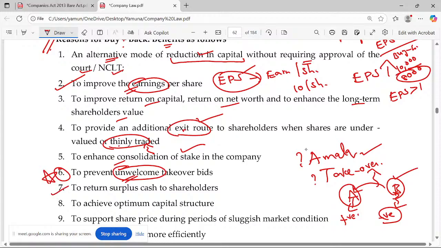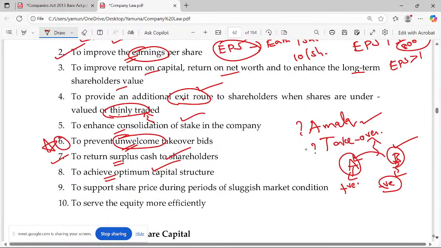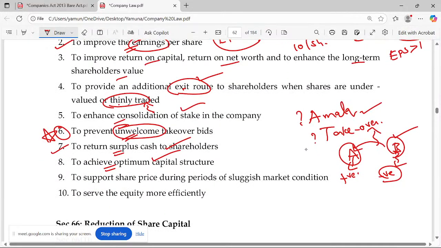Okay. Seven, I have surplus cash. I want to return it to the shareholders. So I redeem the capital. To achieve optimum capital structure, I'll be having class A share, class B share, class C share with voting rights, with differential rights, so many classes of shares which are not necessary. Probably during my investment or during the development of my business I needed them, but not now. So I go for planning the optimality. To support share price during periods of sluggish market conditions, if it is having much fluctuation, then I need to go for an efficient way and to serve the equity more efficiently.